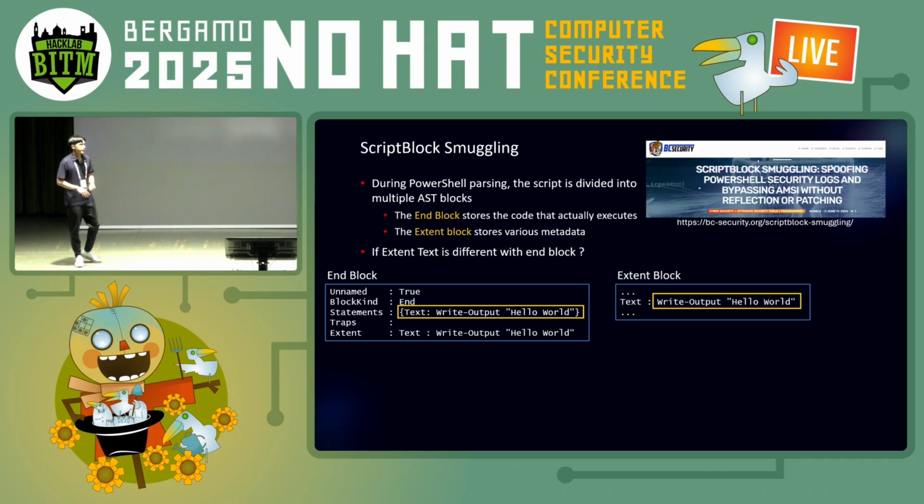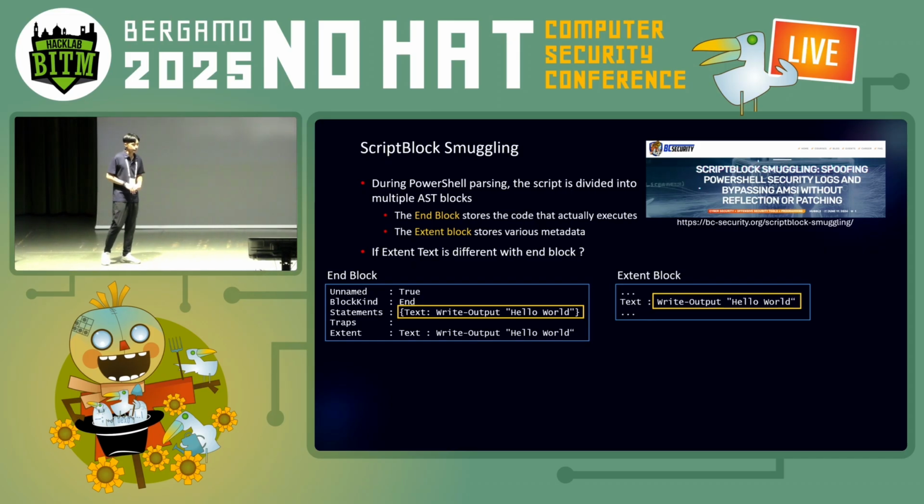When we researched this topic, we found that the BC Security team had already researched it and introduced a new technique called script block smuggling. This technique still has some problems, which we will talk about later. But the concept is that during PowerShell parsing, the script block will be split into several blocks, like the main block that stores the code that will be executed, and the extent block that stores the code that will be logged and scanned.